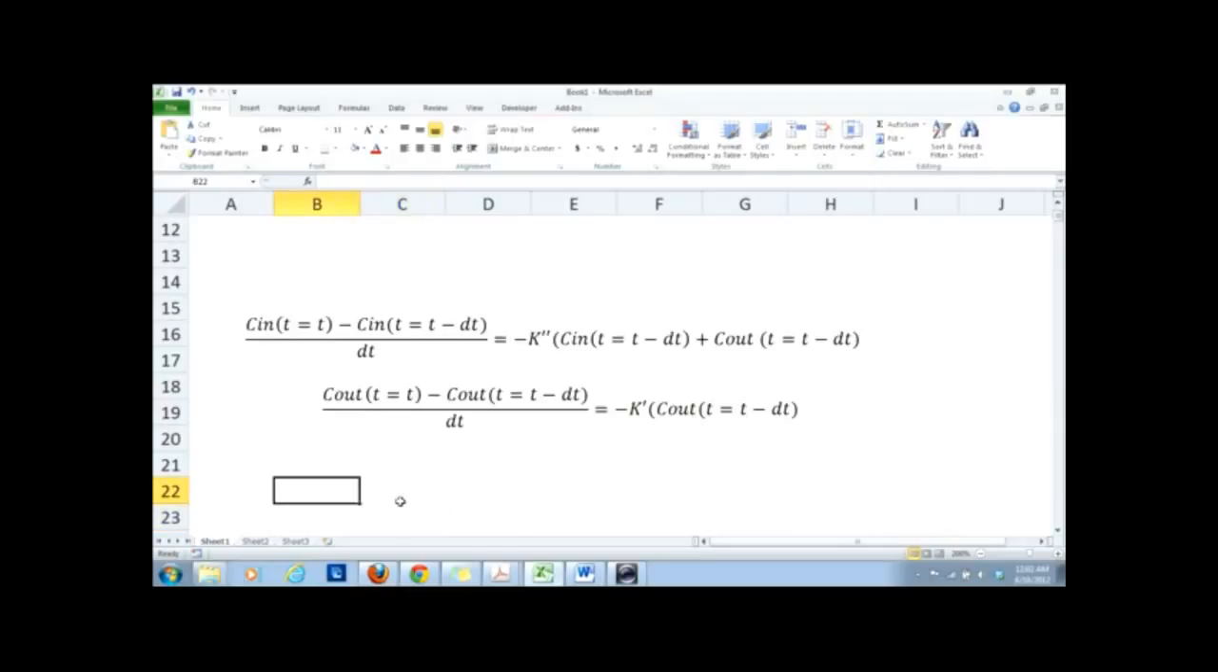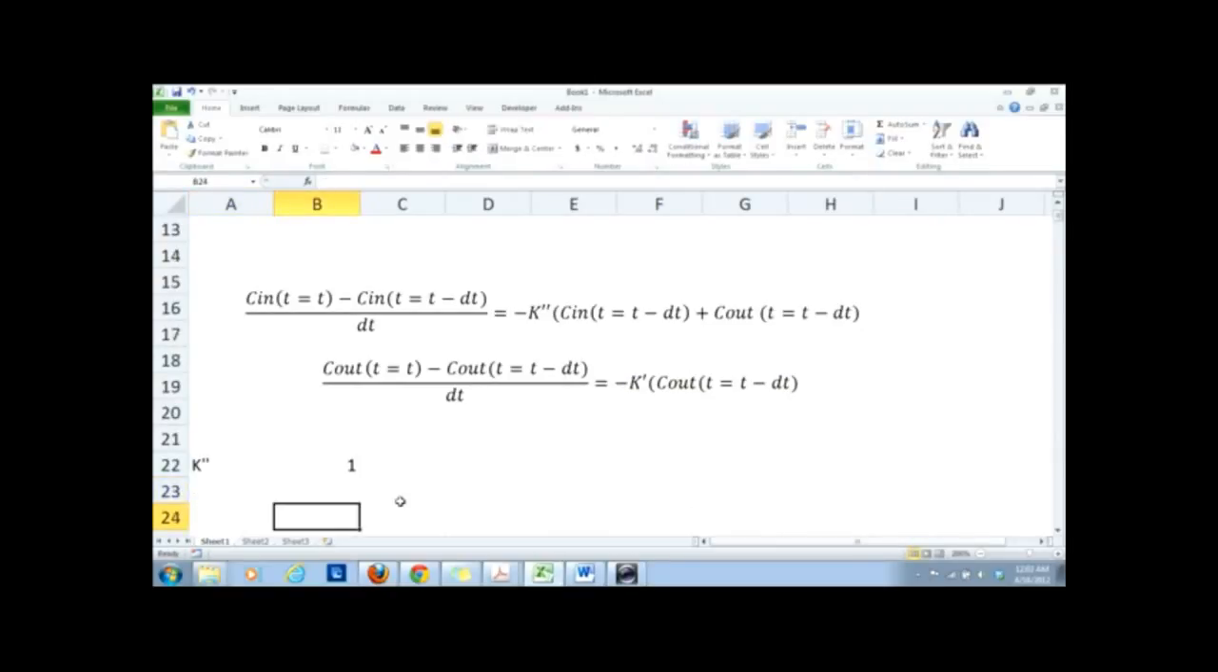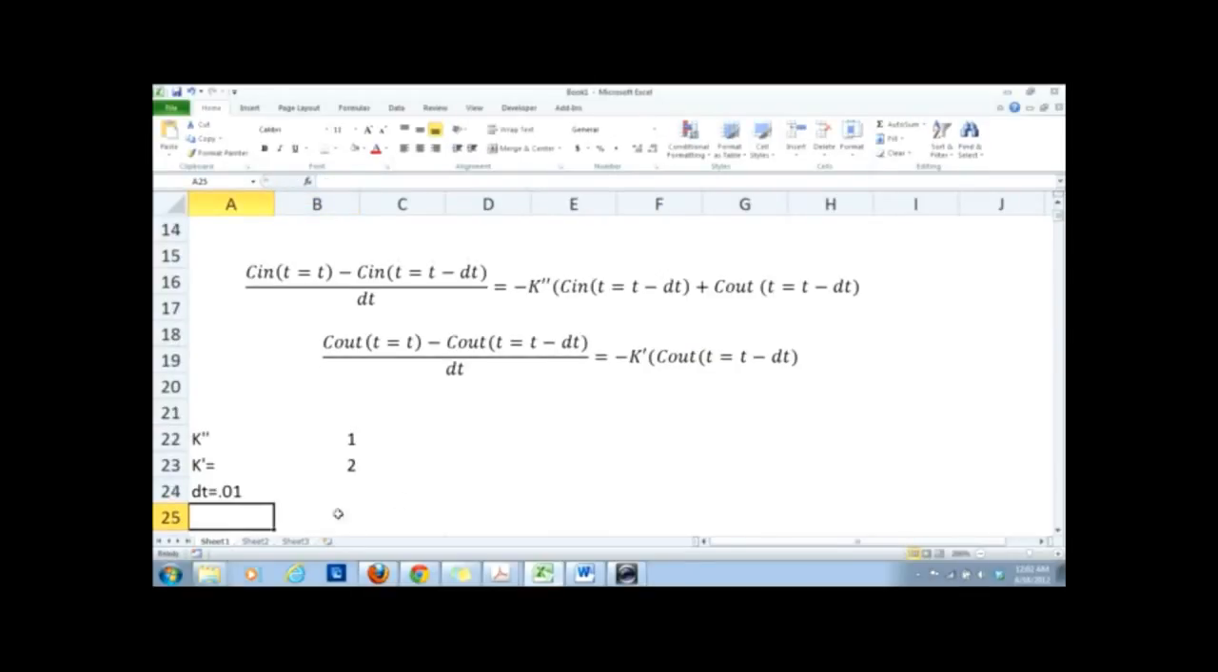Now to solve this equation, I need to define K double dash. So let's say K double dash is equal to 1 and K dash is equal to 2. These are arbitrary numbers. You can change them later if you like. And then let's define dt, and dt is equal to 0.01 here. So let me write 0.01.